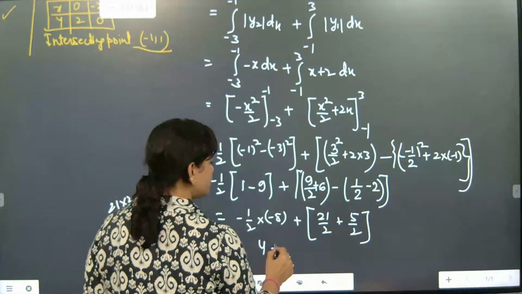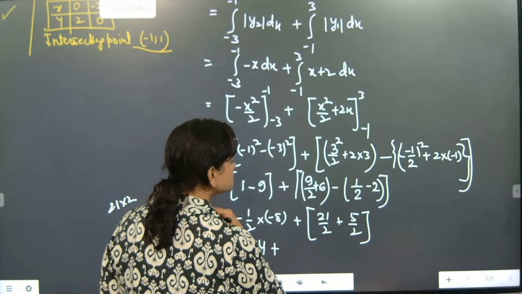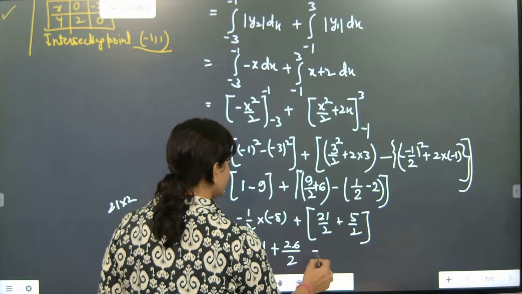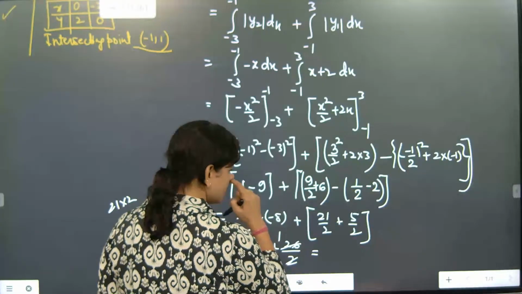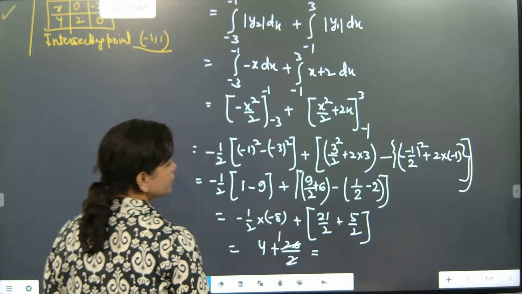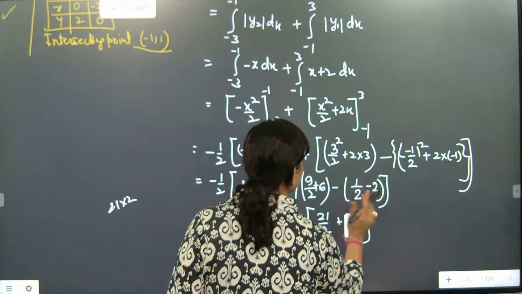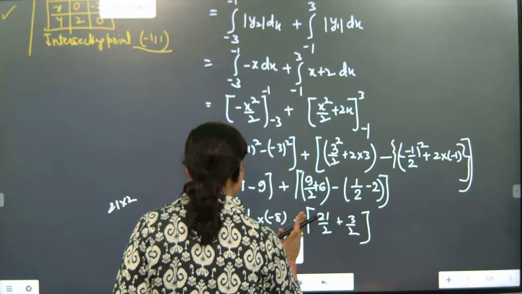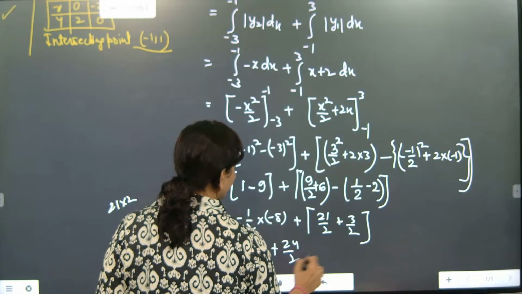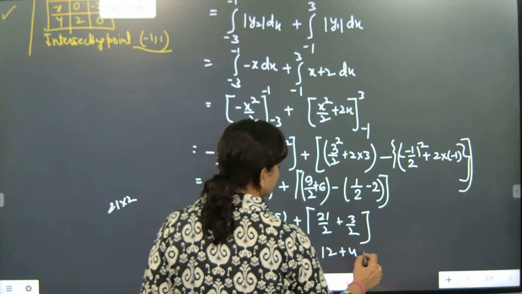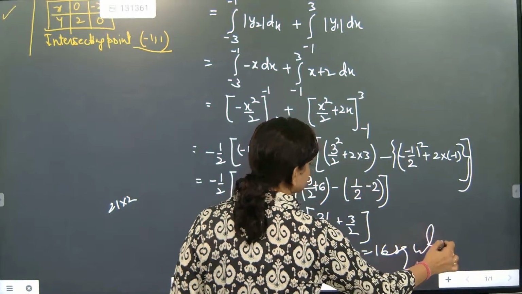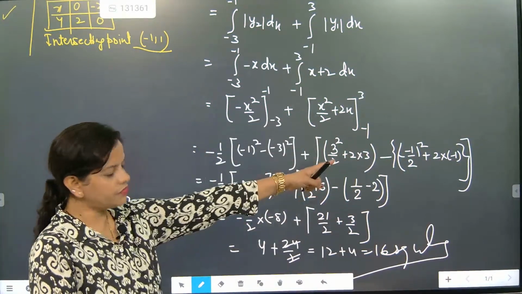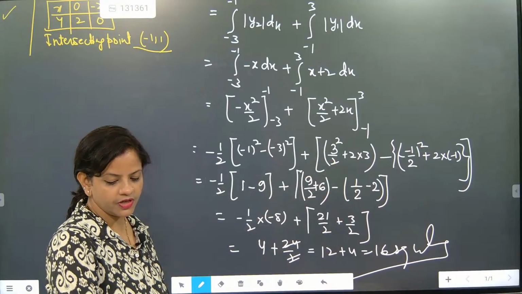It is coming as 4 plus 4, 26 by 2. 2 plus 2 is 4, 4 minus 1, 3 by 2. Okay, so here it is coming as 24 by 2, which is 12, plus 4, 16 square units. 16 square units is the answer. That's what I told you. There 1 by 4 was not there, 1 by 2 will be there. Okay.